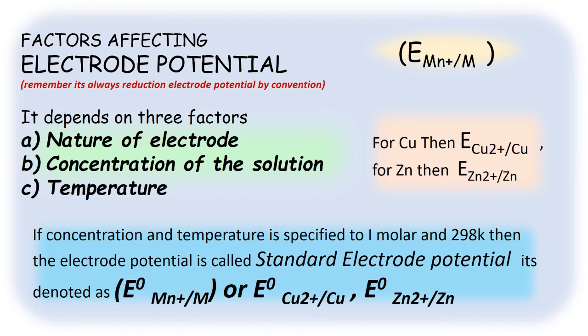That means standard electrode potential will be a constant because the concentration and the temperature are specified. The concentration is 1 molar and the temperature is 298 Kelvin, that is 25 degree Celsius. So you should clearly understand the difference between an electrode potential and standard electrode potential.